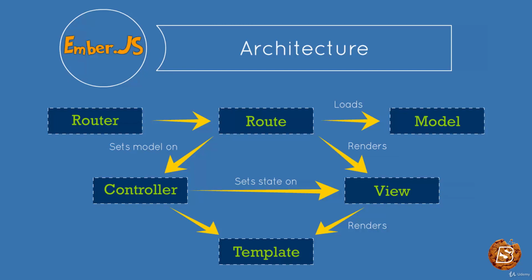Then we have controller. So basically the controller gets a model from a route, as you can see from the diagram. Then it makes the bridge between the model and the view or the template, and controllers are automatically generated by Ember.js, and in case you need to extend them or add some properties to it, you can easily do that as well.